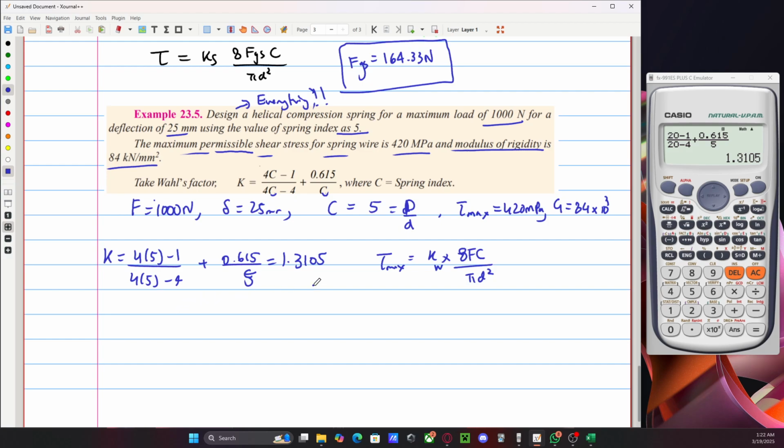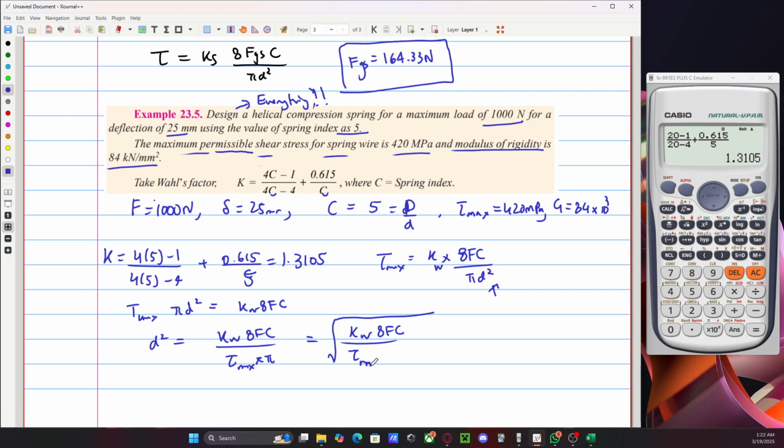Okay. So with this, I can work out D with this formula. So first, let's rearrange for D because it's much easier that way. So tau max times pi d squared equals kw 8fc. So d squared will be kw 8fc over tau max times pi. So d would be the square root of all this: kw 8fc over tau max times pi.